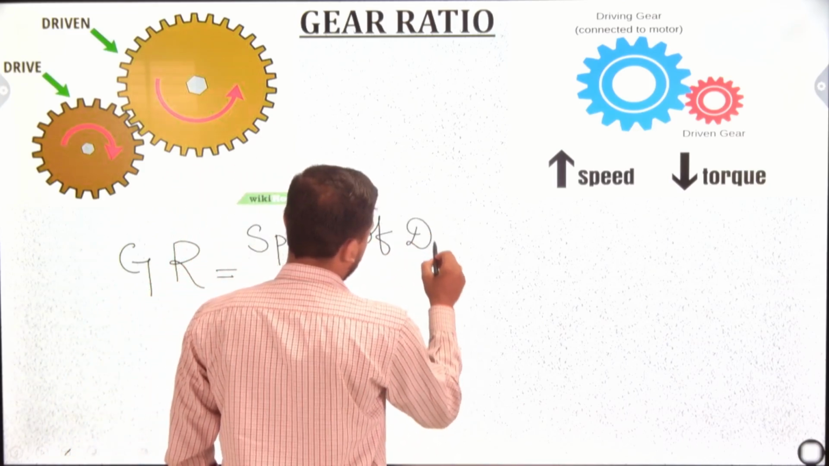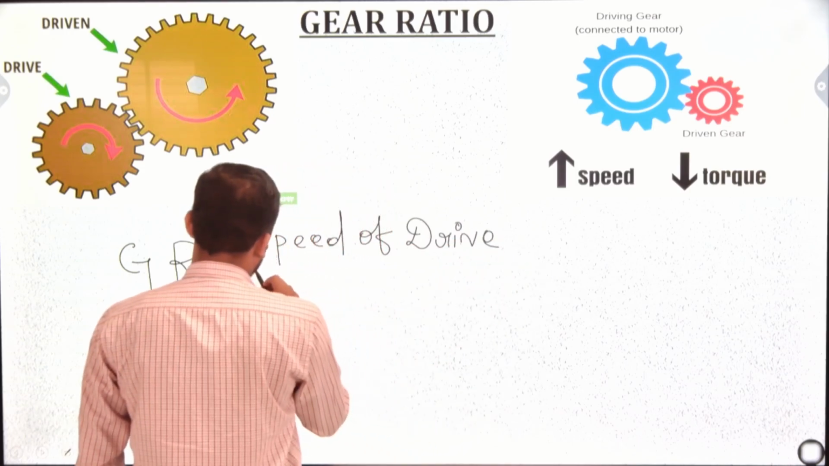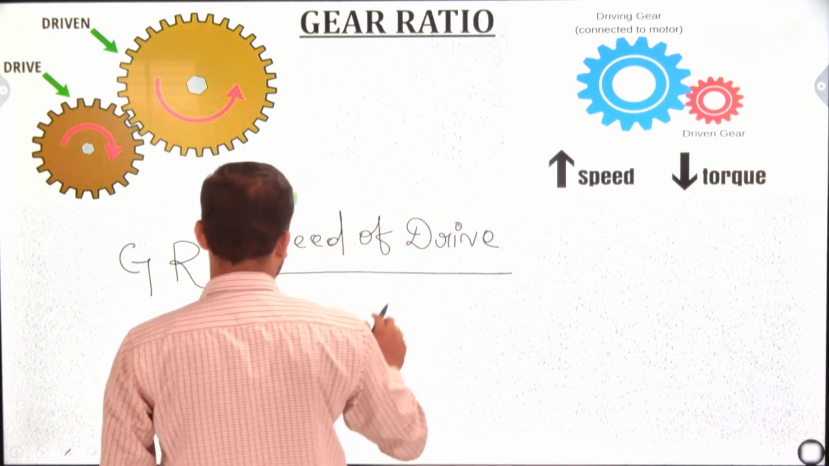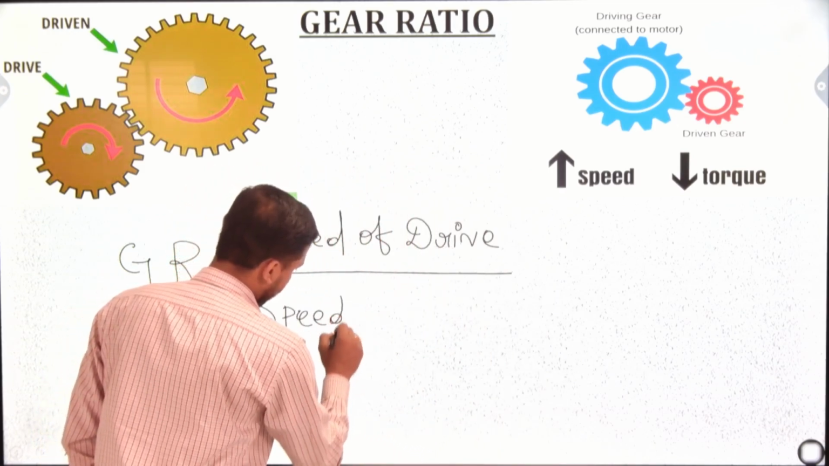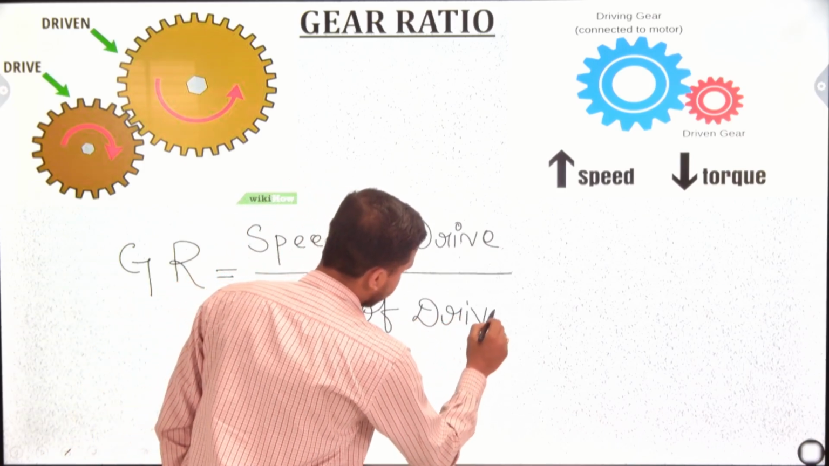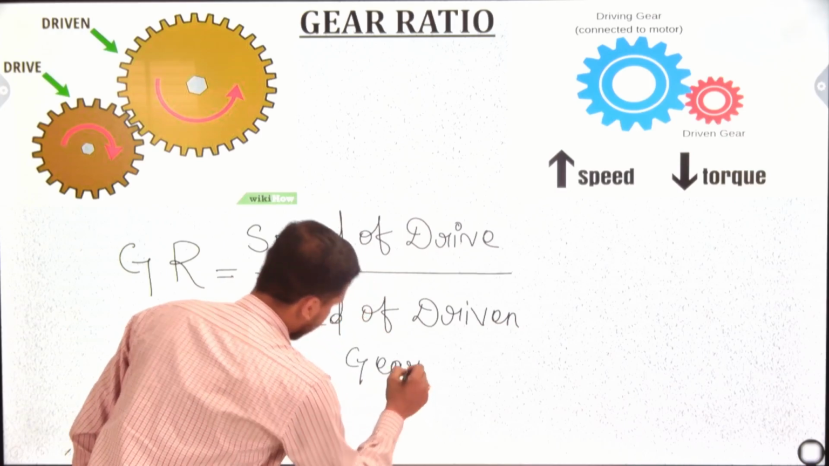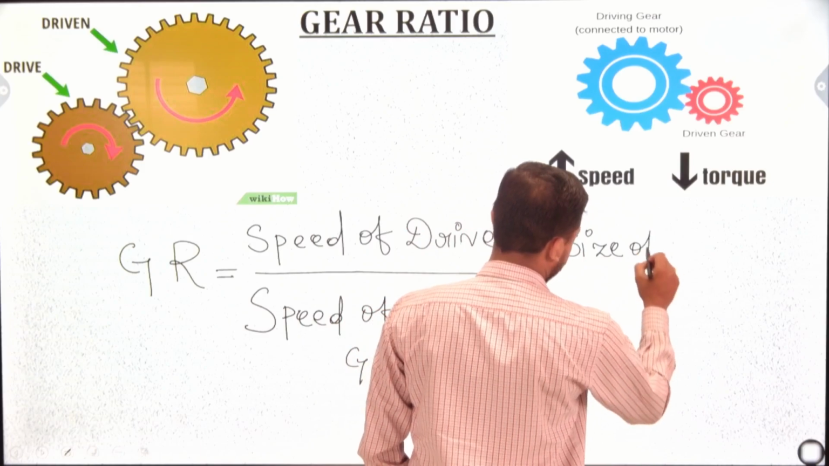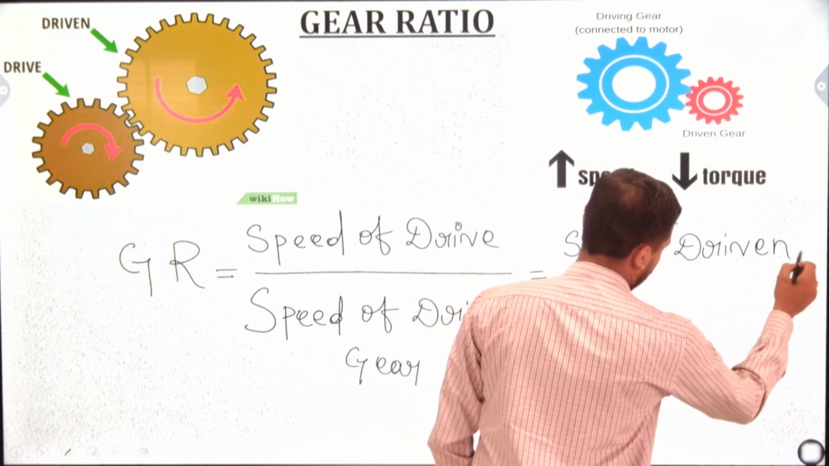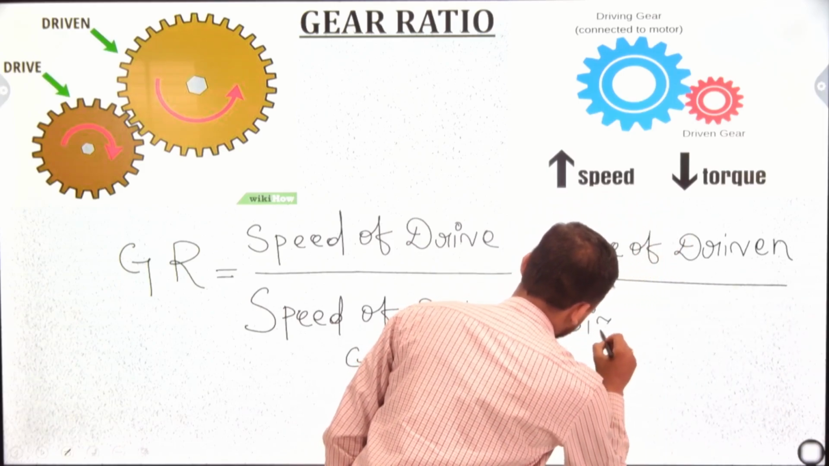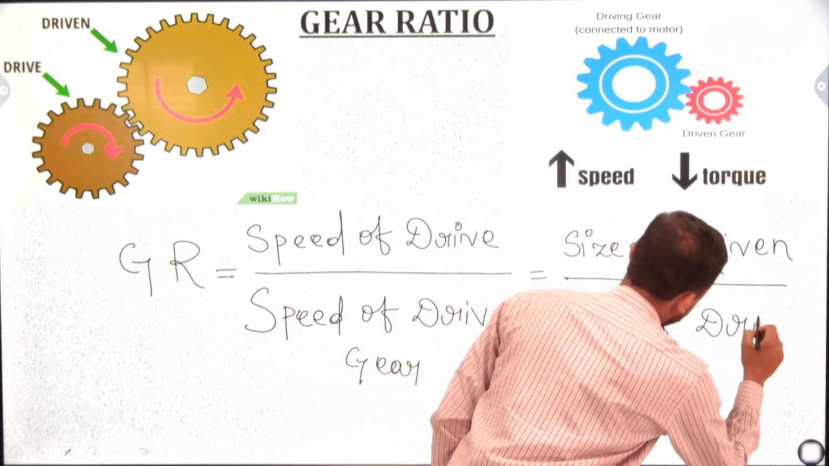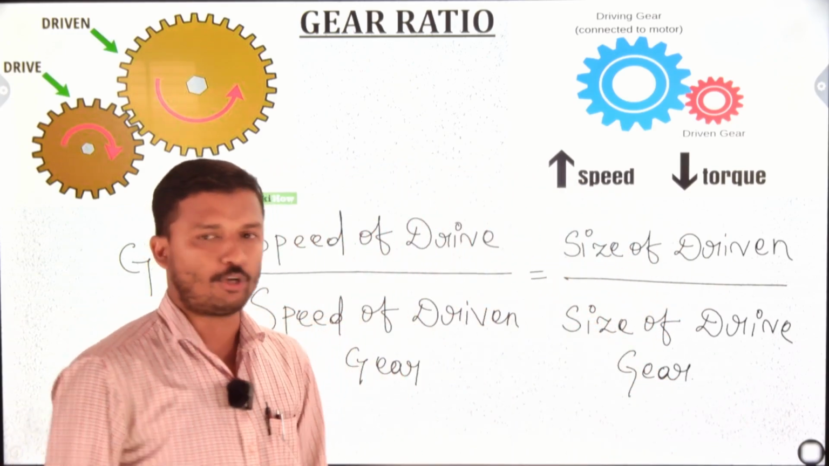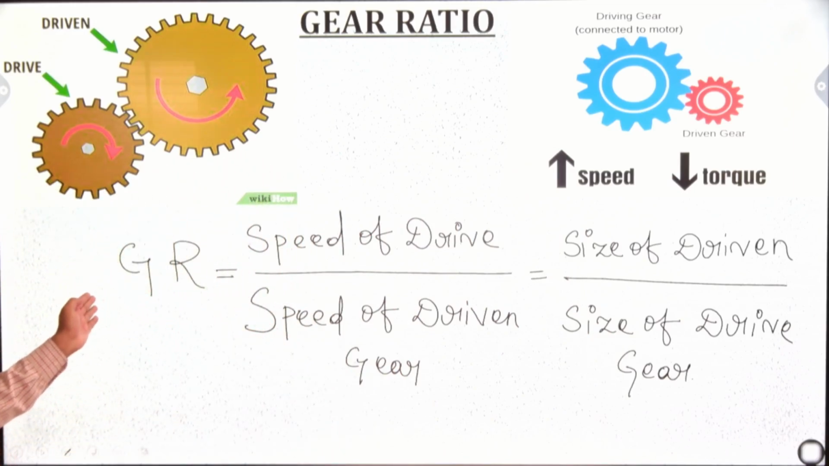Speed of drive gear. Speed of drive means speed of the drive gear. Speed of drive to the speed of the driven gear, that is also equal to the opposite: the size of the driven gear to the size of the drive gear. Okay, this is the complete formula of gear ratio.